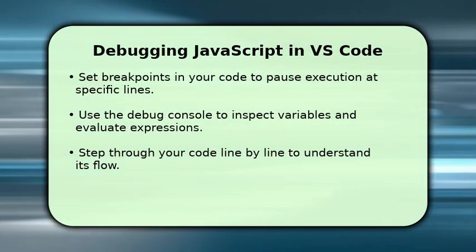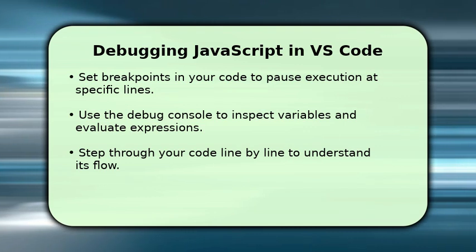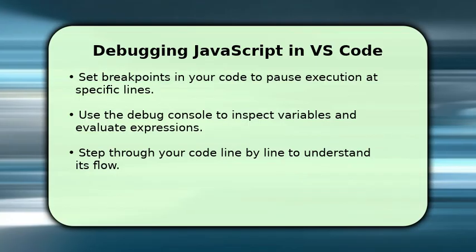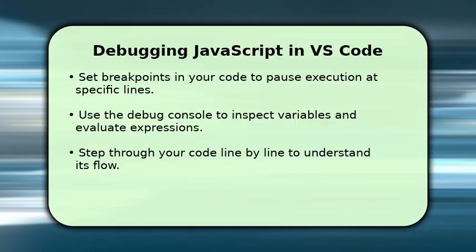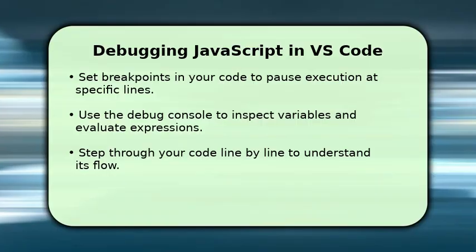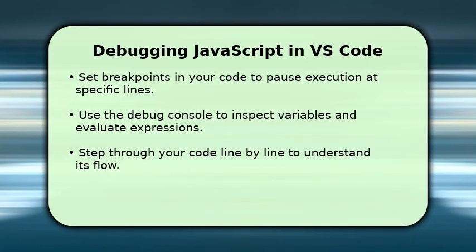Debugging is a crucial skill. In VS Code, you can set breakpoints by clicking next to a line number, pausing execution there. Use the debug console to inspect variable values and evaluate expressions in real time. You can step through your code line by line, observing its flow and identifying issues. The Run and Debug view provides a comprehensive set of tools to help you efficiently troubleshoot your JavaScript applications.